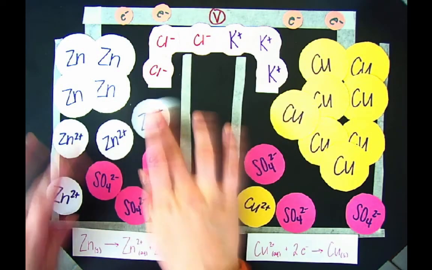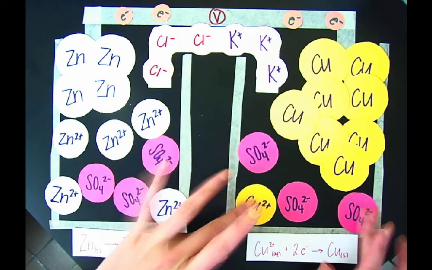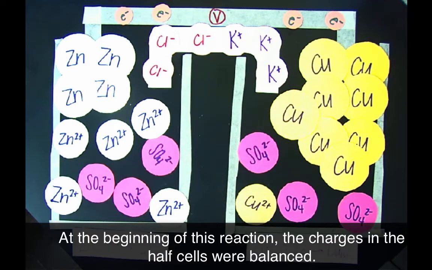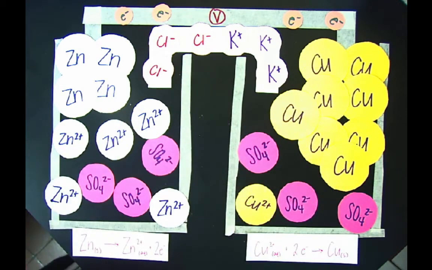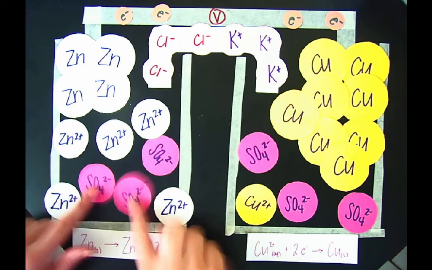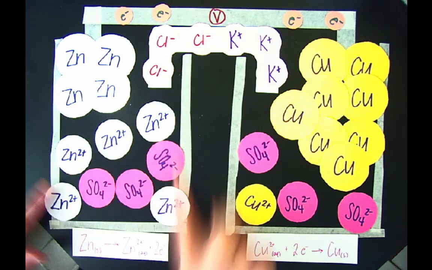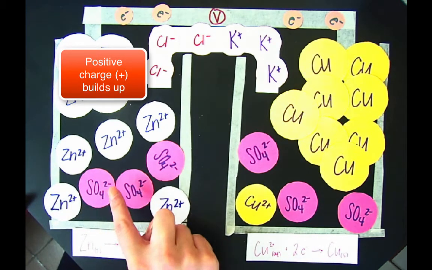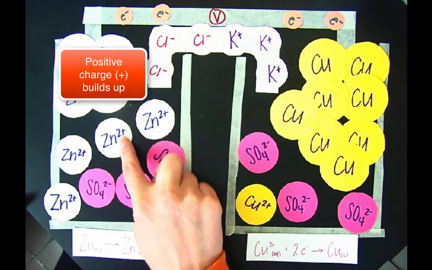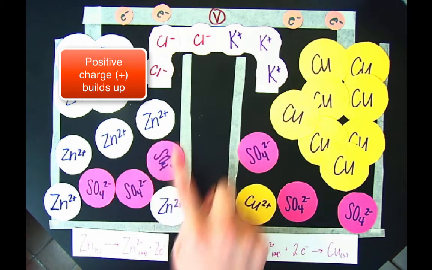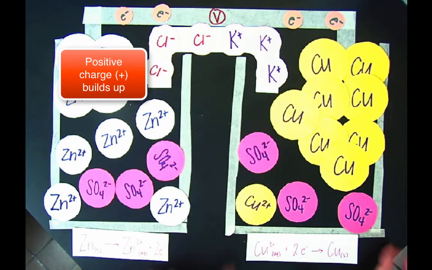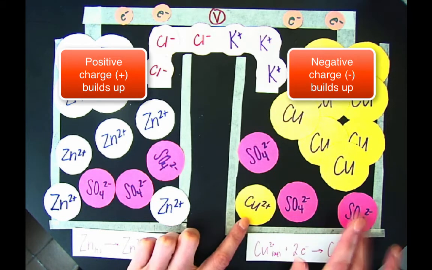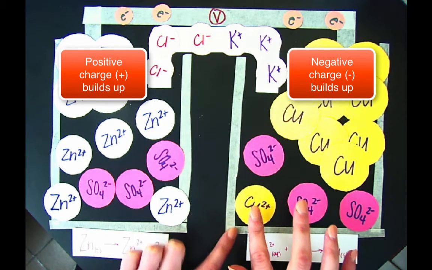Now down here in each of the half cells, let's take a look at the solutions themselves. In order for a voltaic cell to continue to run, the solutions in the half cells need to remain neutral. Down here, I see that I have a lot more plus than minus. I have 2 additional Zn2 plus compared to the sulfate, the SO4 2 minus. On the other side, in the reduction half cell, I have more negative charge than positive charge.